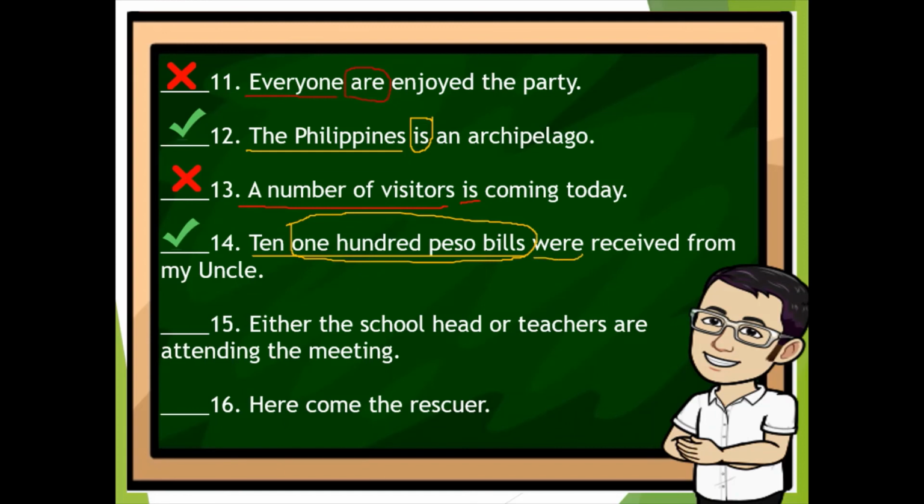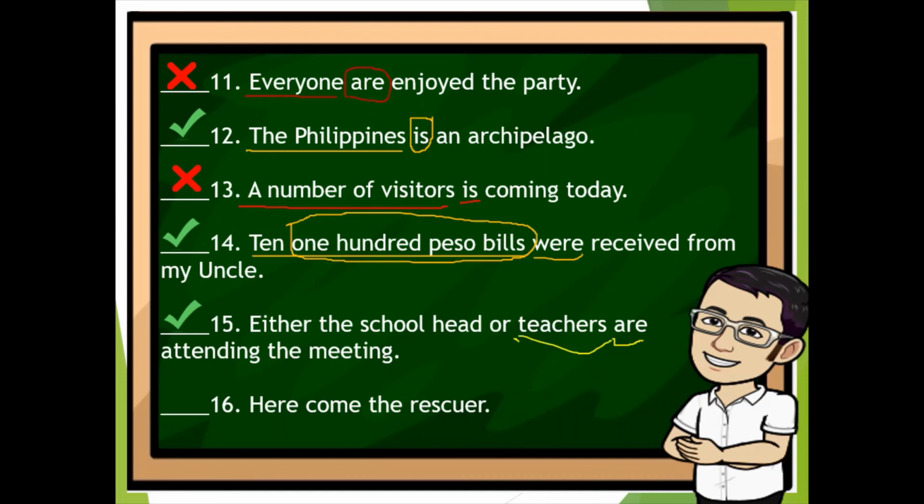Next, number 15, either the school head or teachers are attending the meeting. The right answer here is check mark. There is no error in the sentence. The agreement between the subject and verb is correct. So here, the verb used is are. It agrees with the nearer subject, teachers.